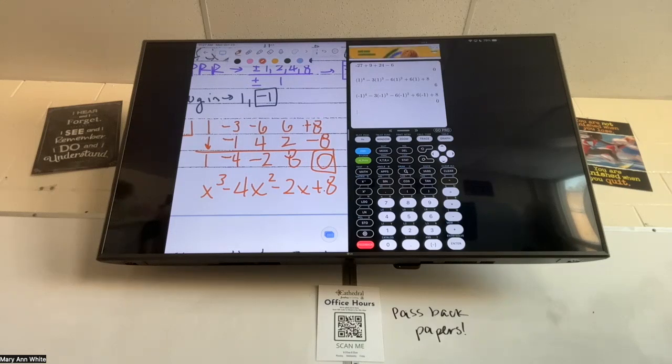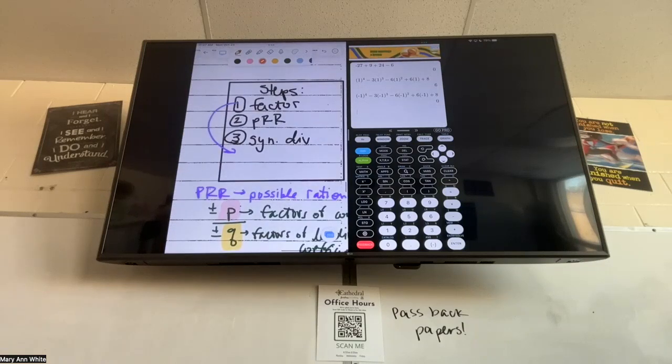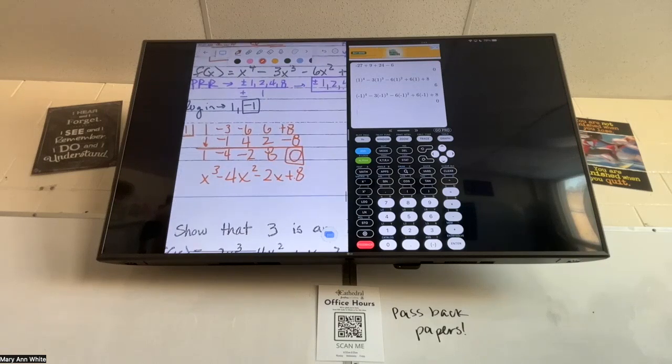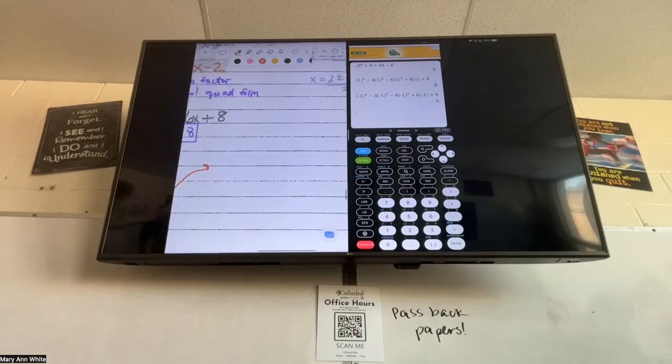Remember at this step, now I go back to the beginning and I look back at my first step, and my first step says factor. Can I factor this? I actually think I can. Let's see if we can do our grouping here. And I'm gonna move it just so I can have a little bit more space to write it.